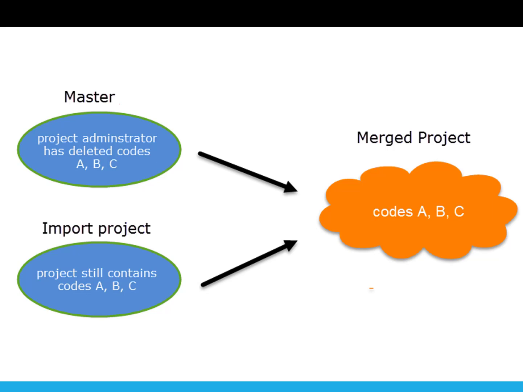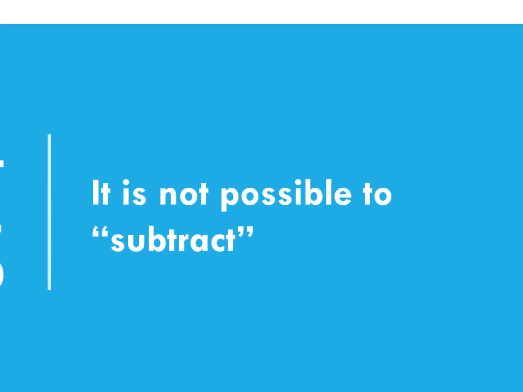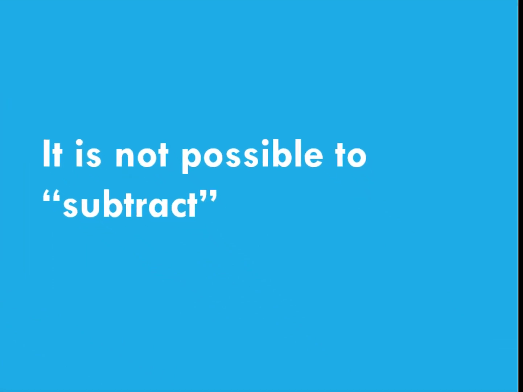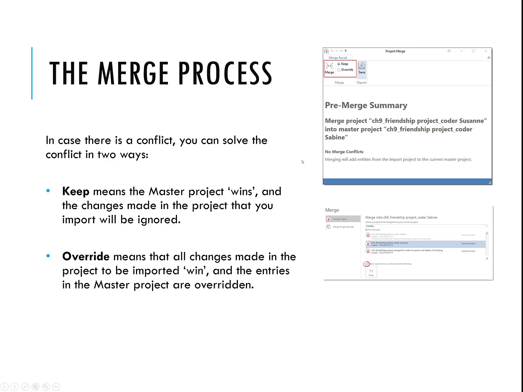So do remember, if you want to delete something from a team project, do that after the merge. Clean up the project in the master file, and then send out a new modified master file that doesn't have the objects or the entities that you want to clean up.